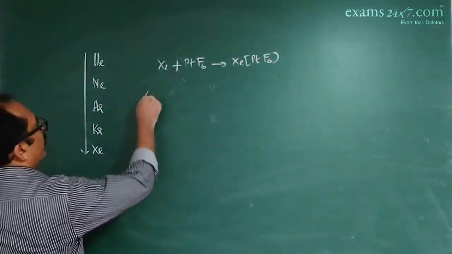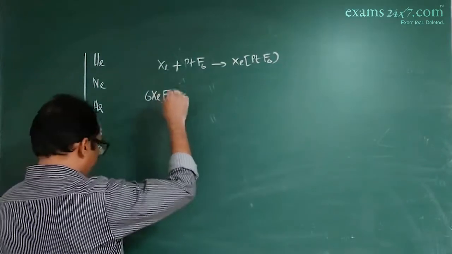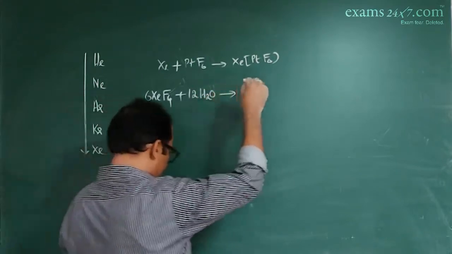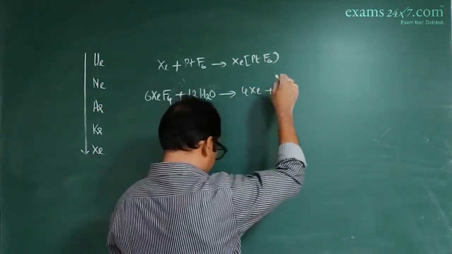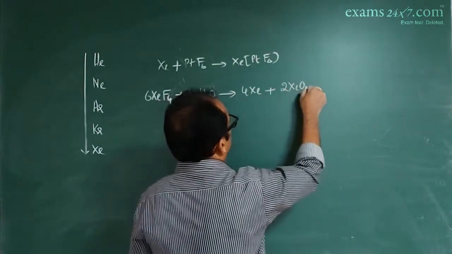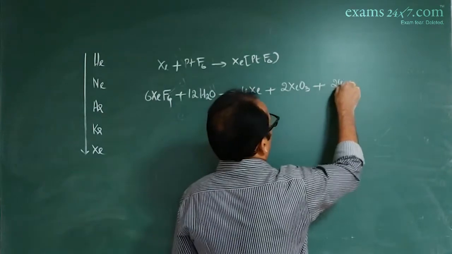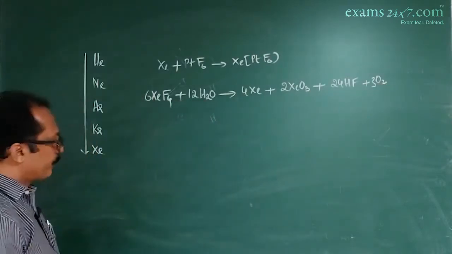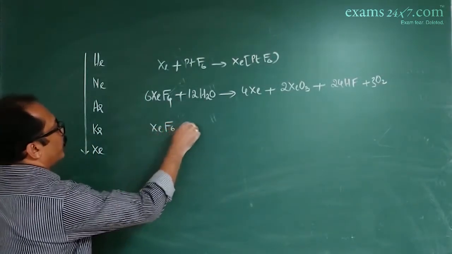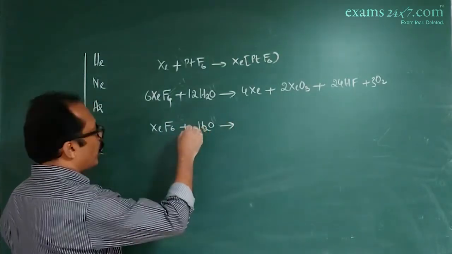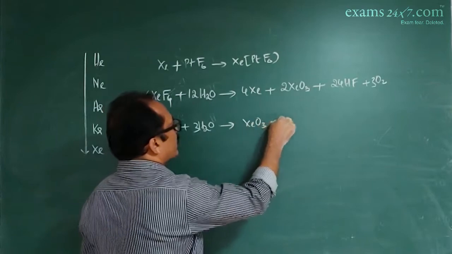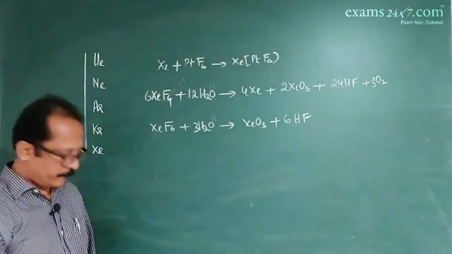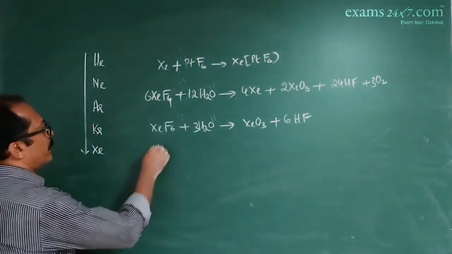Now, xenon tetrafluoride, when it undergoes complete hydrolysis, that gives xenon, and other compound is oxide of xenon and hydrogen fluoride liberating oxygen. Similarly, xenon hexafluoride, when it is subjected to hydrolysis, that gives oxide of xenon and hydrogen fluoride. Now, about partial hydrolysis.